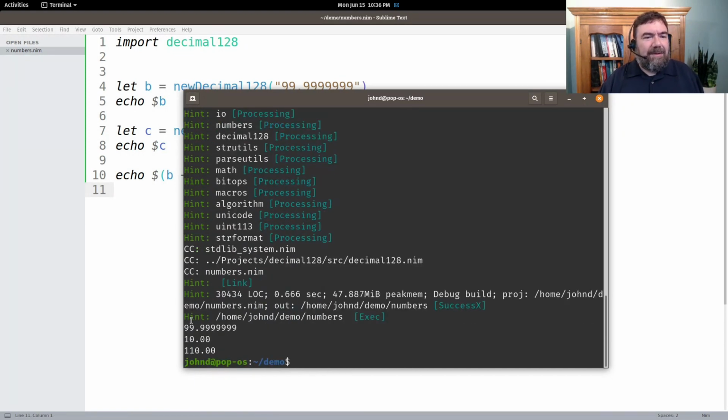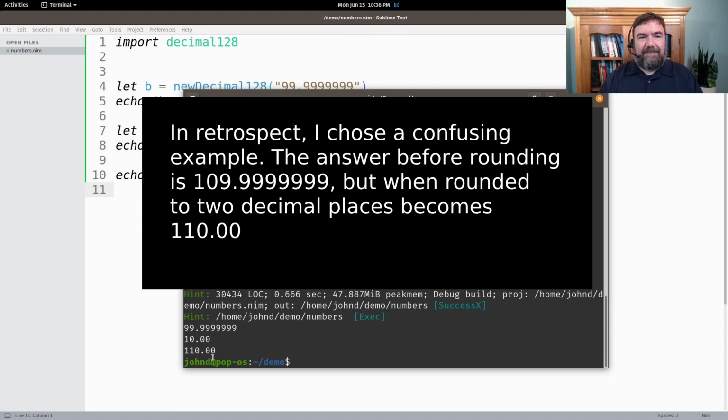And there we go. We got 99 point, all the nines, 10.00, but when we add the two numbers together, we get 2 digits after the decimal point because we're maintaining the proper scale or precision of the number.